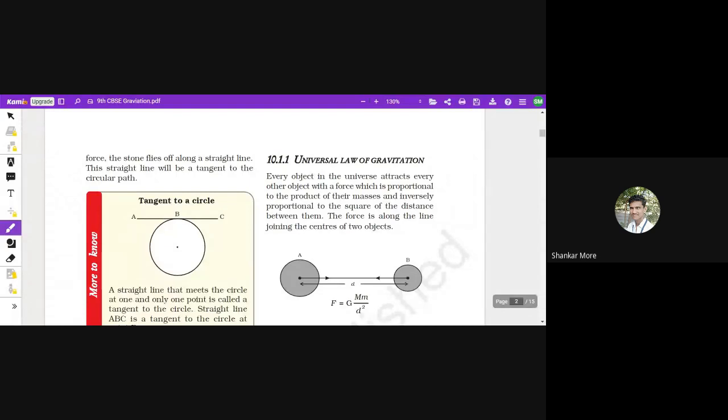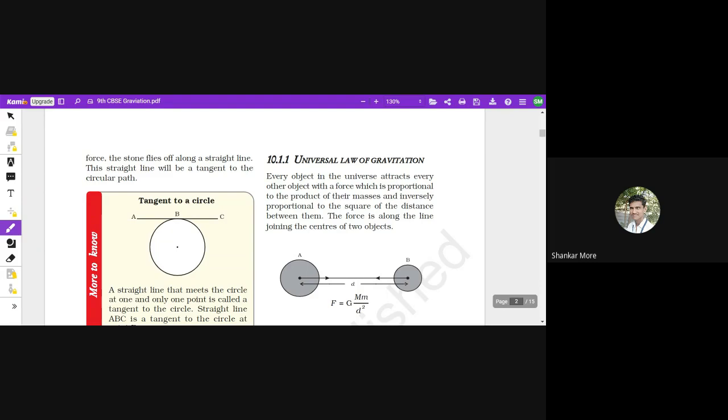Universal law of gravitation. Every object in the universe attracts every object with a force which is proportional to the product of their masses and inversely proportional to the square of the distance between them. The force is along the line joining the centers of two objects. Now, very important definition. It seems to be lengthy, but I don't think it is lengthy. There are 3 points to be remembered.